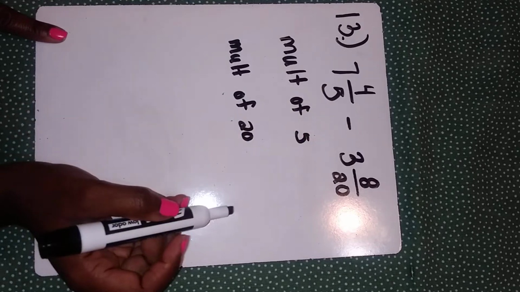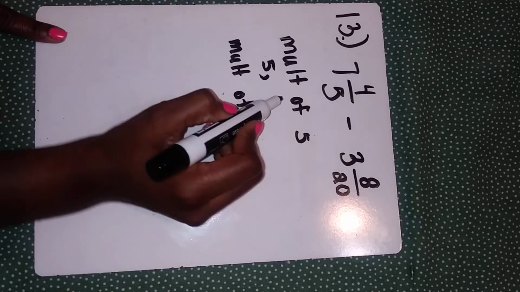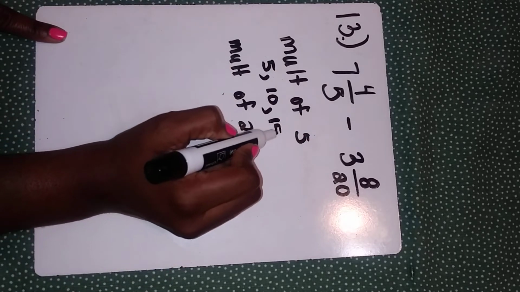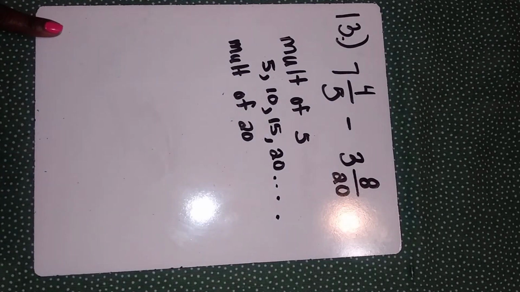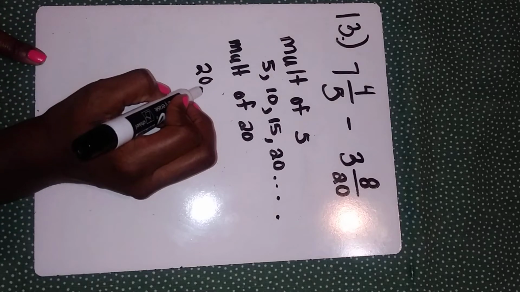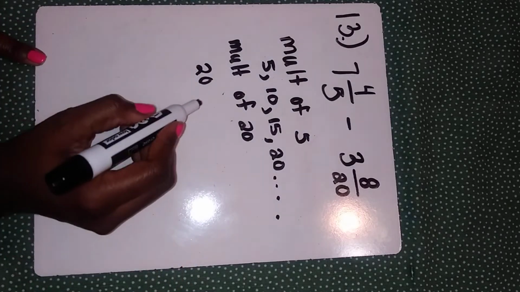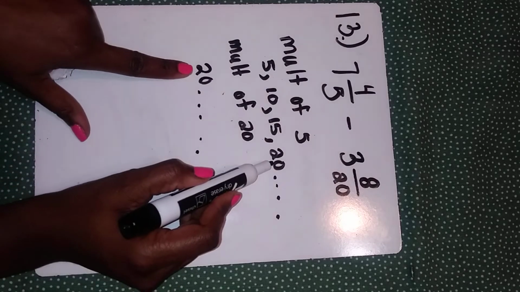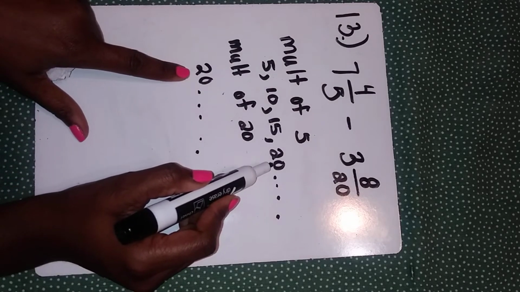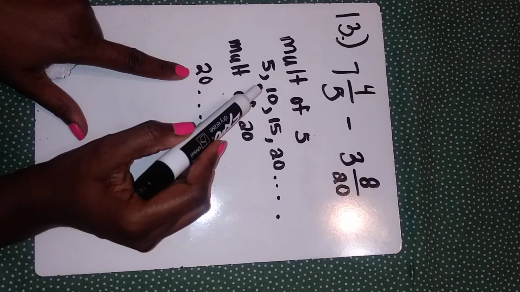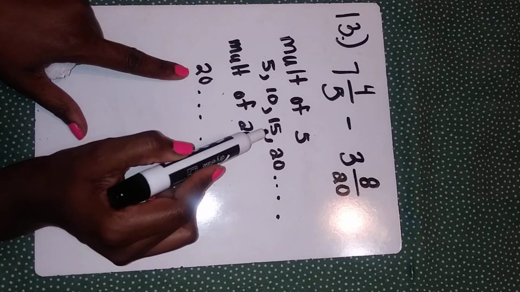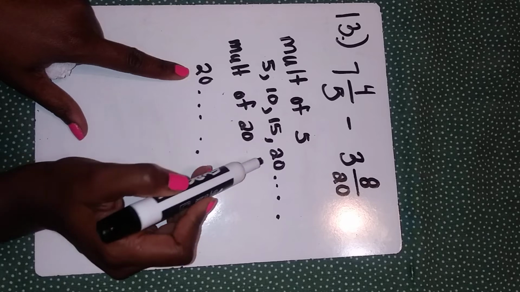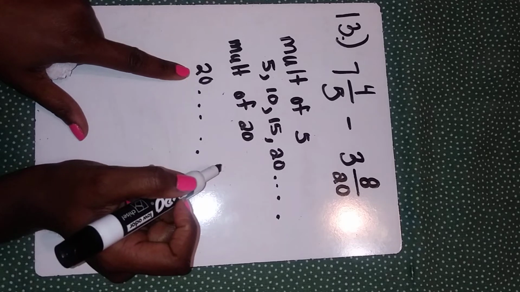So for my multiples of 5, I got 5, 10, 15, 20, and so on. I'm going to stop there. Okay? And then for my multiples of 20, I got 20, 40, 60, 80. But I'm stopping at 20 because I see this right here. Now, again, your multiples are just your timetables. Let's see, this 5 times 1, 5 times 2, 5 times 3, 5 times 4. It's just the answer part of the timetable.